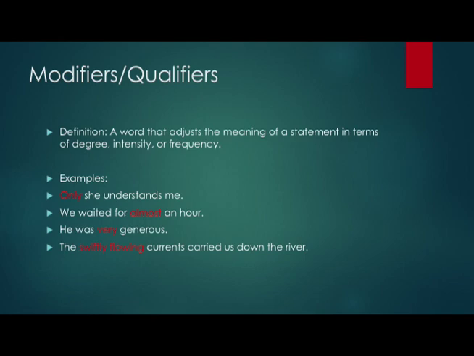All right, next one. He was very generous. So again, here it's the degree of intensity. We could just say he was generous, but if he was sort of generous in a very outstanding way, then the word very sort of emphasizes that intensity. The swiftly flowing currents carried us down the river. So again, we're sort of defining that the currents were very fast flowing.